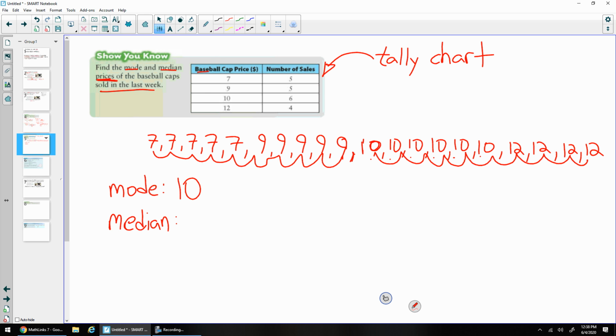Okay, so now we don't like to write that we have 2 medians, 9 and 10. We want to say, well, what would be in between 9 and 10? Well, what's in the middle of 9 and 10? 9.5.